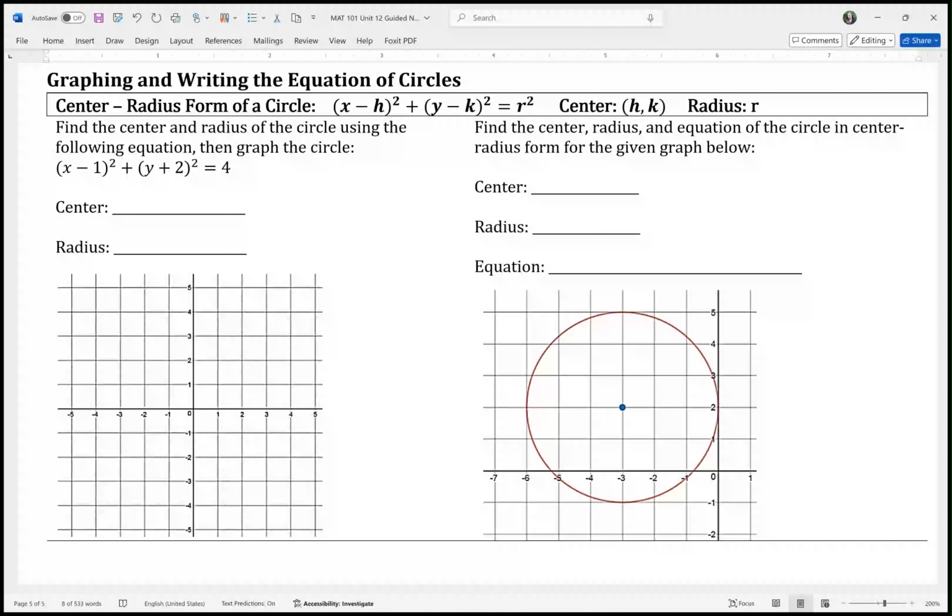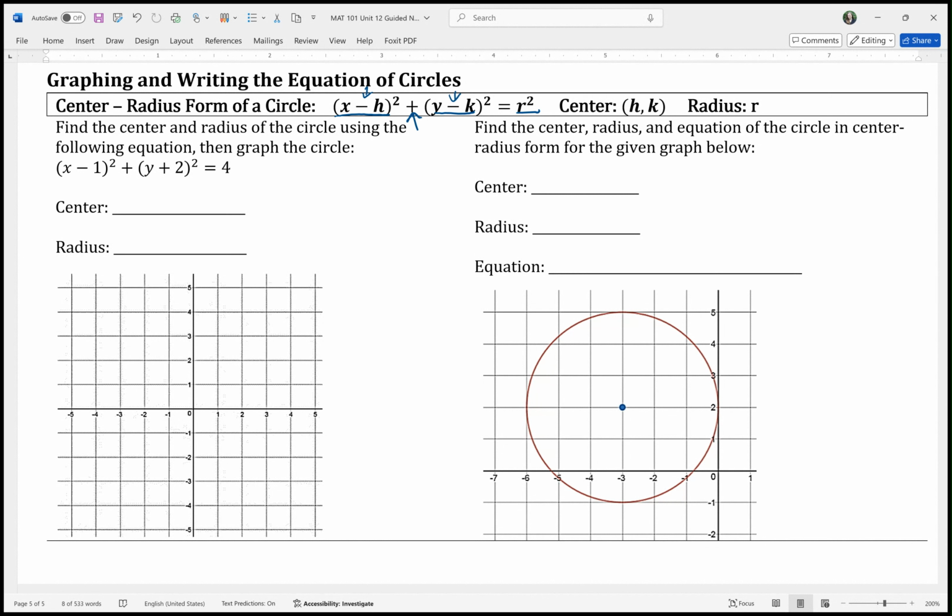Let's talk about circles. We are going to be graphing and writing the equations of circles, which means you need to know the center-radius form of a circle. That is (x minus h) squared plus (y minus k) squared equals r squared. Notice that each set is squared, and you have a plus here, but minuses on the inside. That means our center is (h, k) and our radius is just r. We'll talk about how we figure that out in just a second.